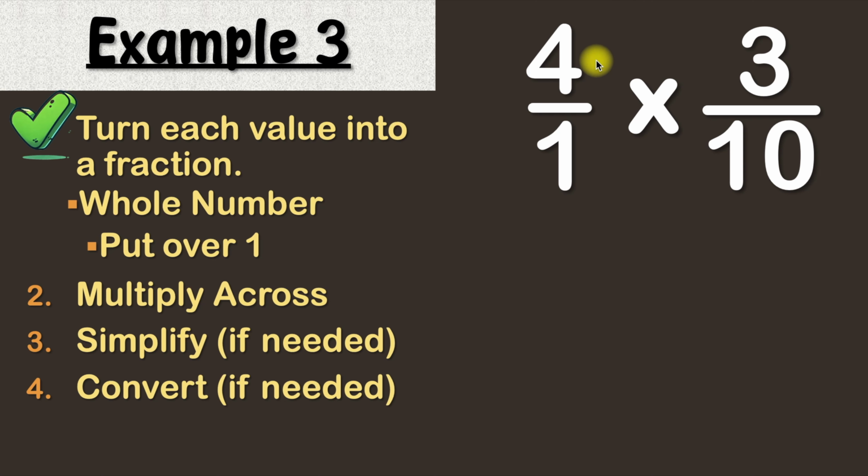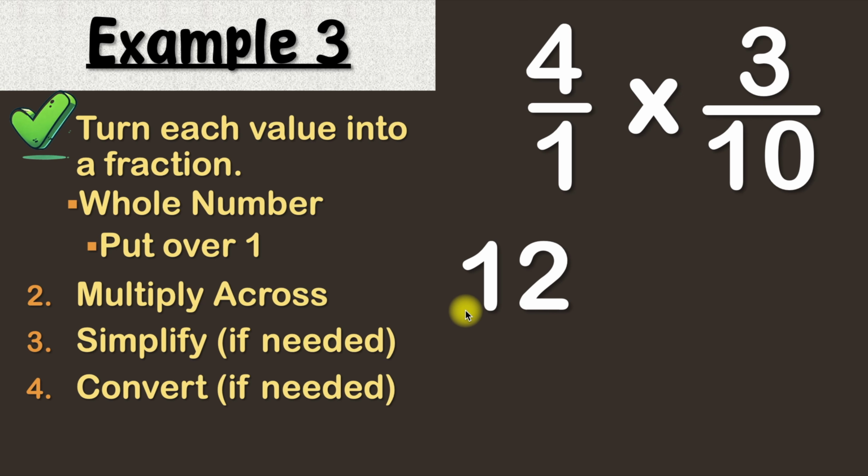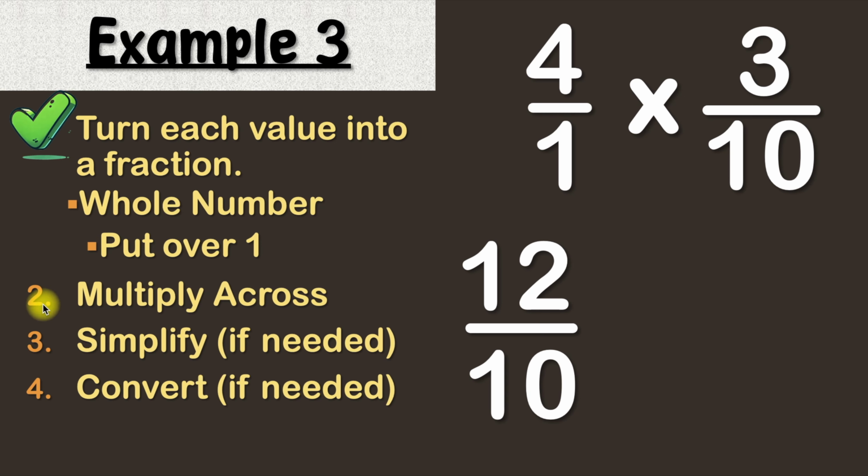So let's start by multiplying across the top. 4 times 3 equals 12. We're done multiplying across the top, so we can put a fraction line under 12 and then multiply across the bottom. And 1 times 10 equals 10. We finished multiplying across the top and bottom, so we're done with step 2.